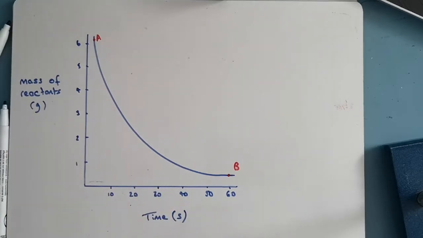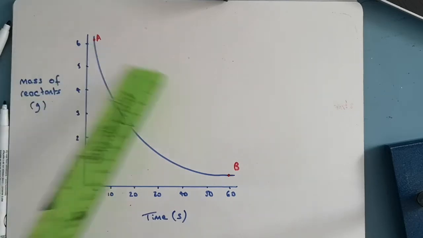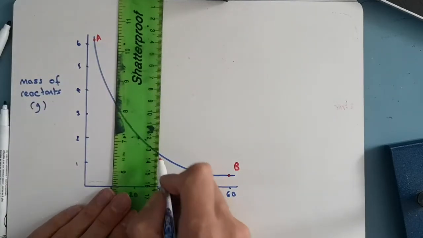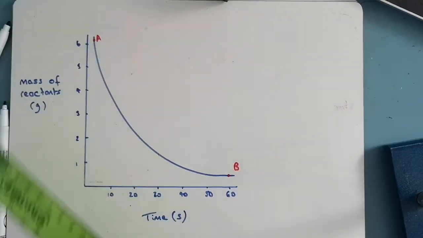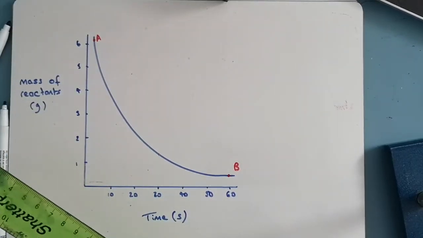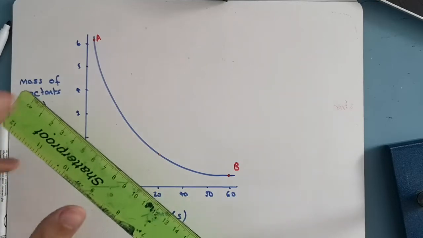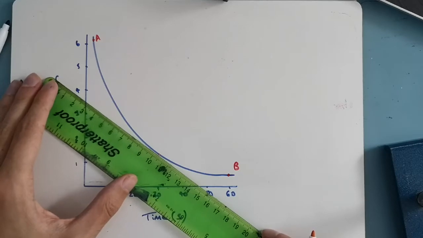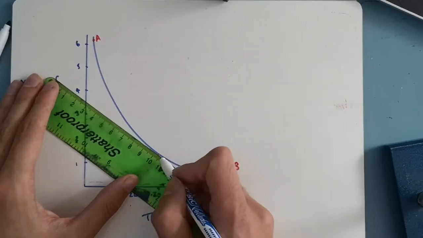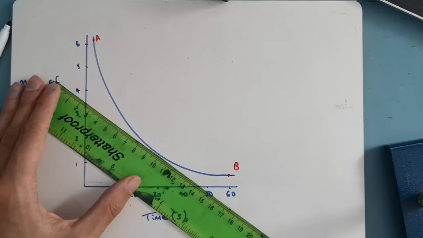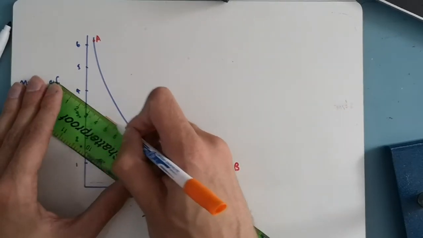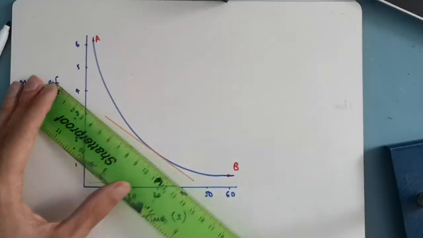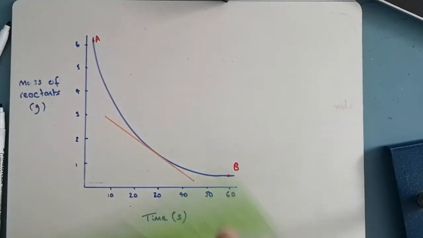So it may say, what is the rate of reaction at 30 seconds? And so to do this, first of all, you've got to go straight up from 30 seconds till you get to the line of best fit. Then we have to draw a tangential line. So this is a line that touches the curve at the point we've just marked on, so at 30 seconds, but does not pass through the curve. So that would be tangential.